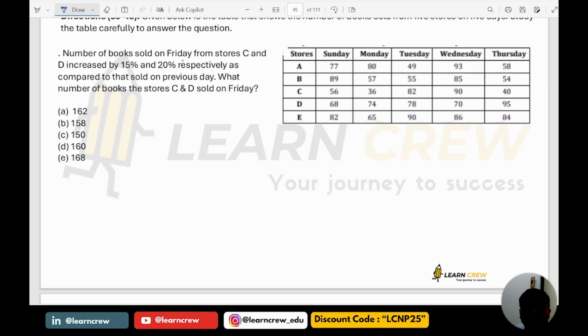Number of books sold on Friday from store C and D increased by 15% and 20% respectively as compared to those sold on the previous day. So up to Thursday is given, so C and D increased by 15% and 20%. In 40, 15% is 6, so it becomes 46. In 95, 20% is 19, it becomes 114. 114 plus 46 is 160. Okay, what number of books did stores C and D sell on Friday? So the answer is 160.